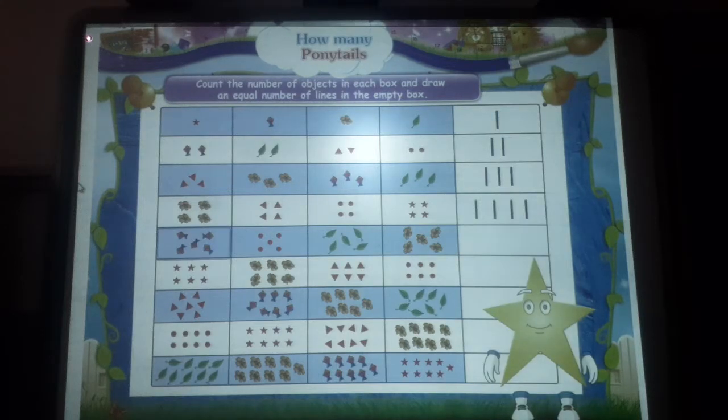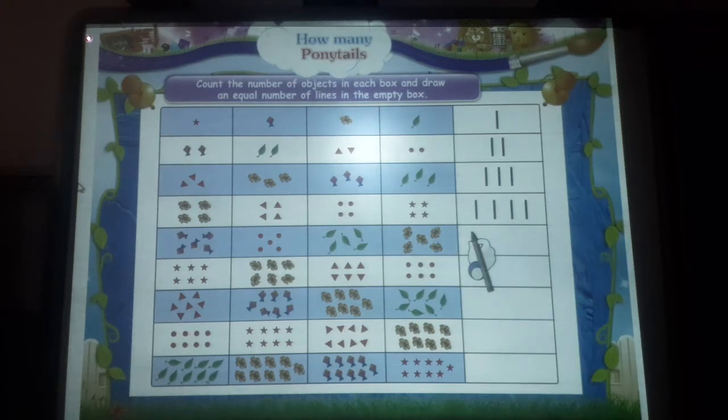Five kites, five dots, five leaves, five flowers. So, draw five lines in the box.